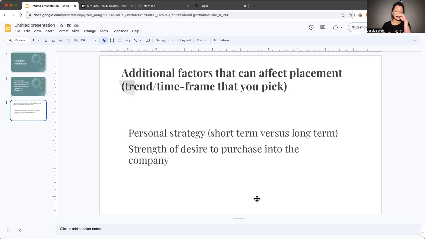Also, your strength of desire to purchase into the company. So you may just really want to invest in the company. You want to get a little bit of a cheaper price. You do have the option of choosing a smaller trend as opposed to a larger trend. Now, if you're not too keen on investing in the company, but you would prefer to buy at lower levels, then that would be the longer trend option. So you can adjust this based on your personal strategy and your personal goals.